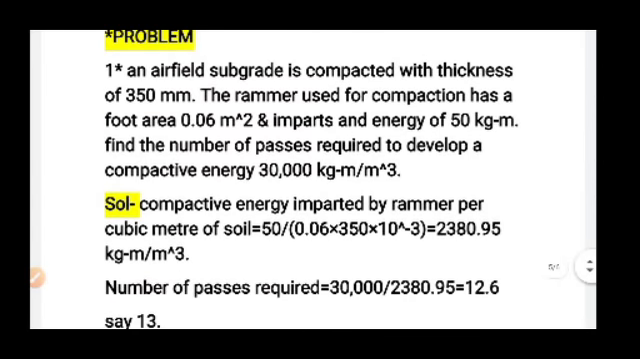A problem. A subgrade is compacted with a thickness of 350 mm. The rammer used for compaction has a foot area of 0.06 square meter and imparts an energy of 50 kg-meter. Find the number of passes required to develop a compactive energy of 30,000 kg-meter per cubic meter.